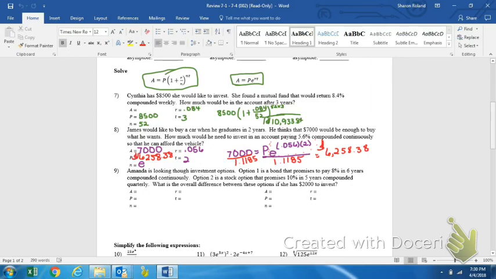Okay, number 9. Amanda is looking through investment options. Option 1 is a bond that promises to pay 8% in 6 years, compounded continuously. Option 2 is a stock option that promises 10% in 5 years, compounded quarterly. What is the overall difference between these options if she has $2,000 to invest? Okay, she's starting with $2,000 in both cases. So we're going to put $2,000 here.